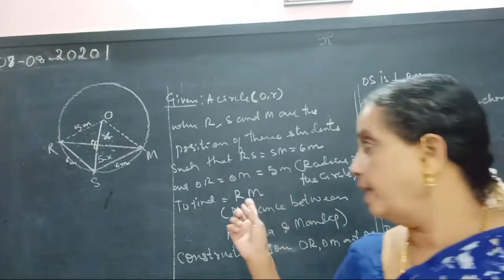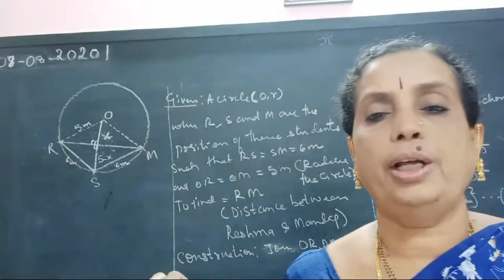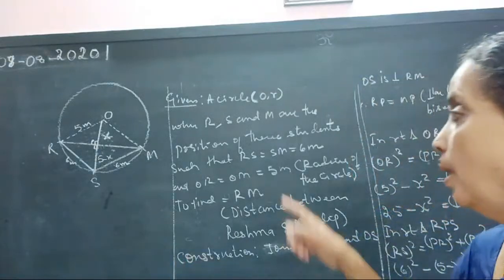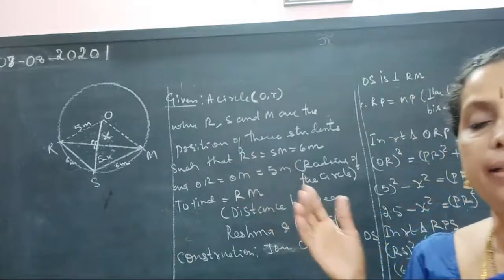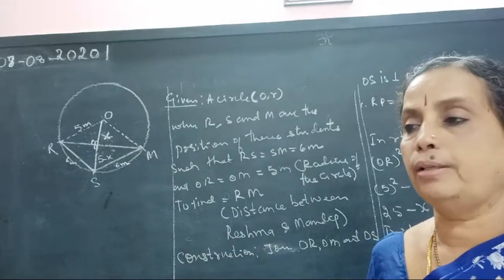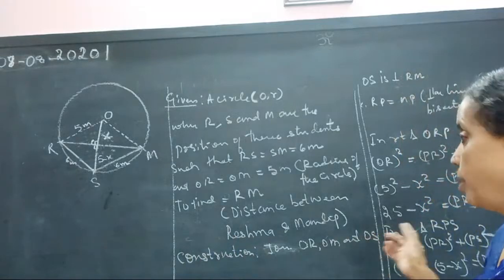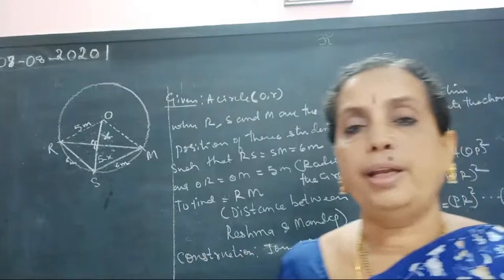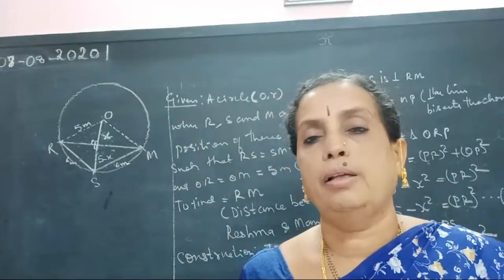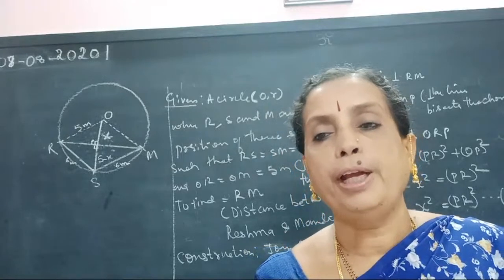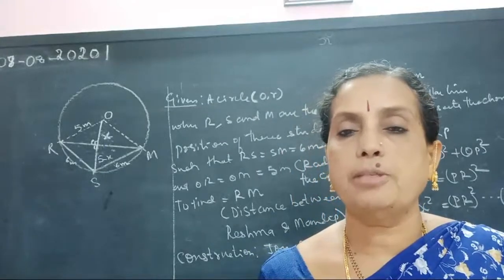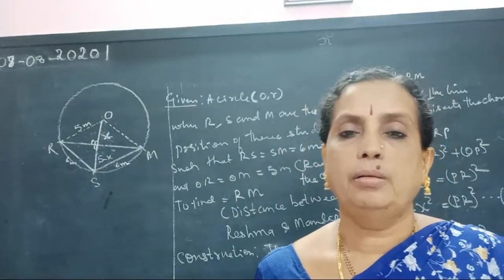Using the condition, again you consider two right triangles, applying the Pythagoras theorem, keeping PR as common in either the LHS and RHS. Then comparing, you will get the value of x. Later, substituting x in either equation 1 or equation 2, you will get the measure of PM. PM into 2 gives the measure of RM, that is the distance between Reshma and Mandip.